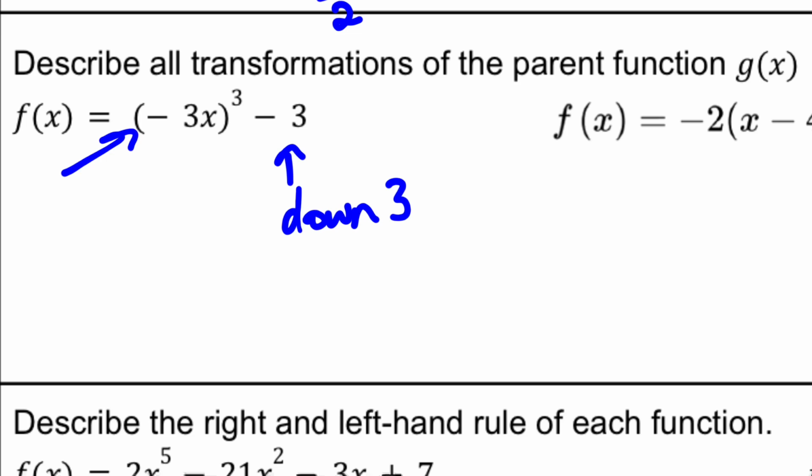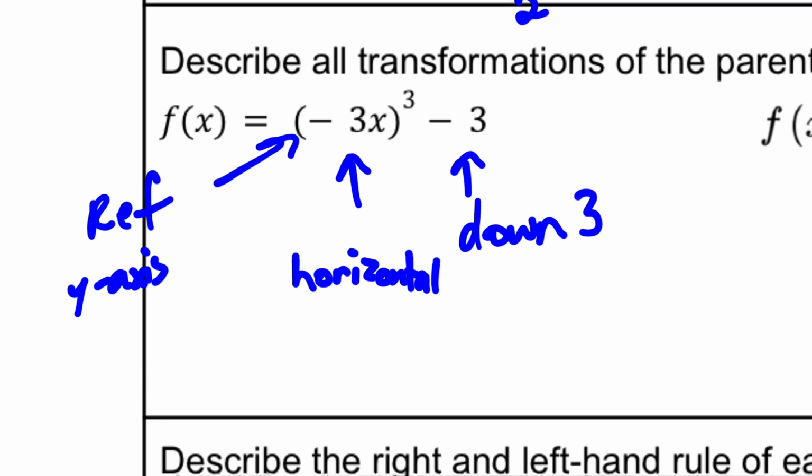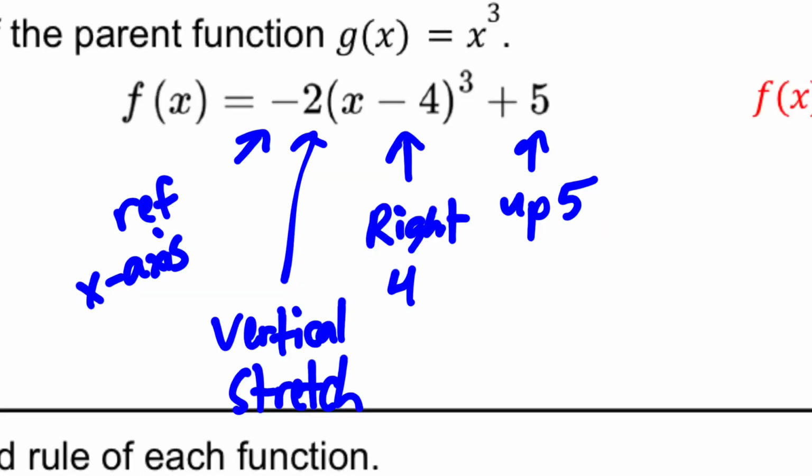This negative represents a reflection across the y-axis because it's inside the parentheses. And this 3 being inside the parentheses creates what's called a horizontal shrink.